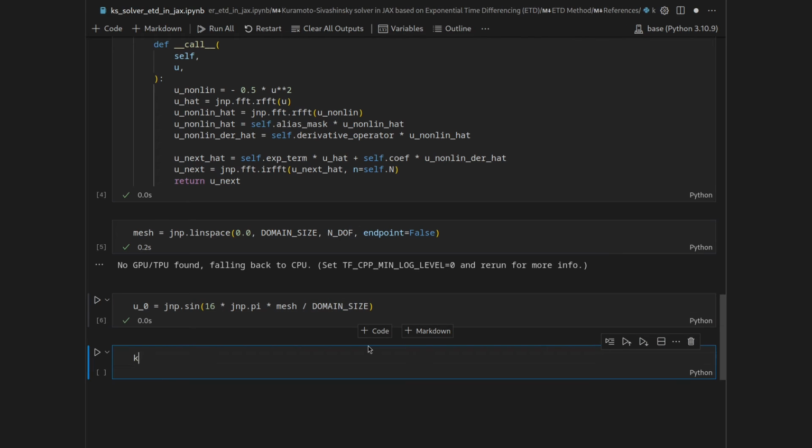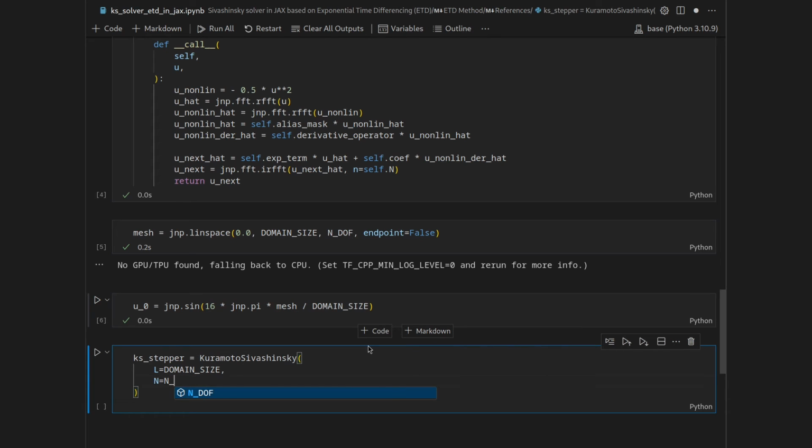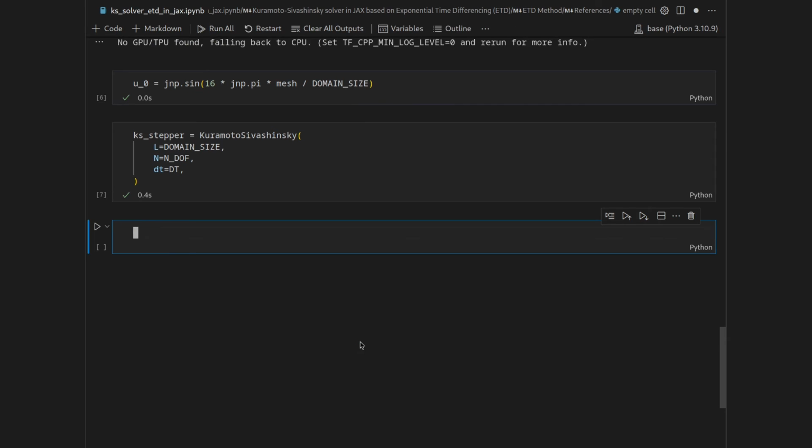Then finally, let's instantiate our stepper and call it the KS stepper by taking the Kuramoto-Sivashinsky class and instantiating it with L being the domain size, N being the number of degrees of freedom, and dt being the time step size. Shift enter executes that, and then we can plot our step.